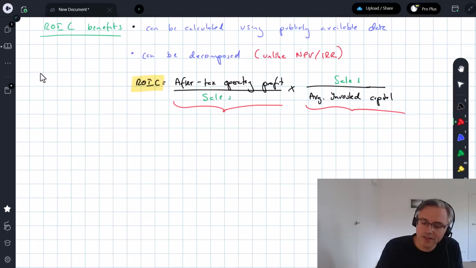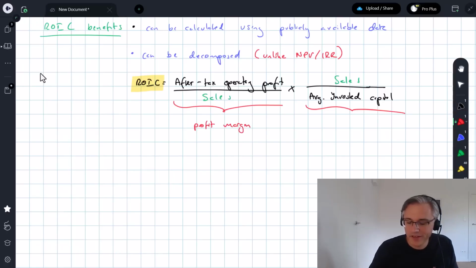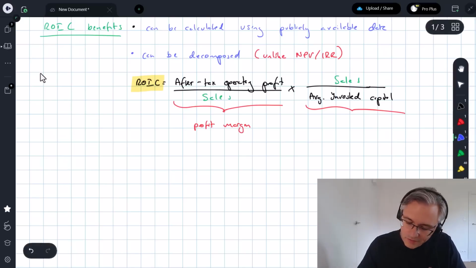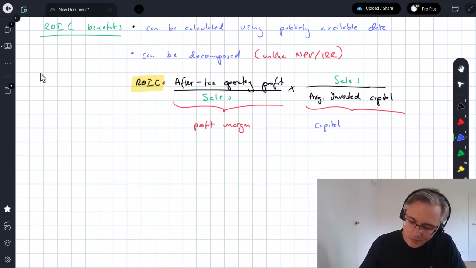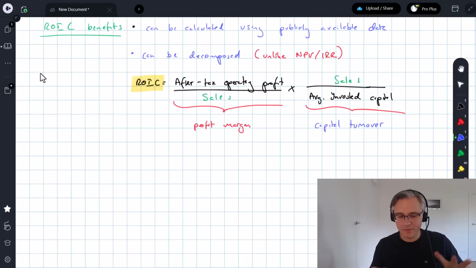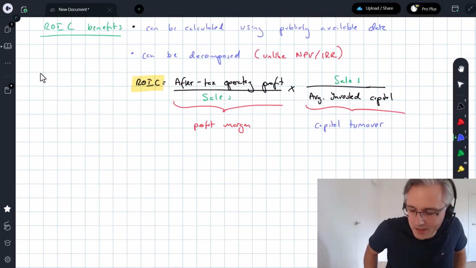The first one is simply the after-tax operating profit margin. I'm not writing after-tax operating because I guess you know that. And the second ratio is something we could describe as capital turnover. Your book also calls it potentially asset turnover, although I wouldn't really say so, because asset turnover is based on assets, not invested capital.